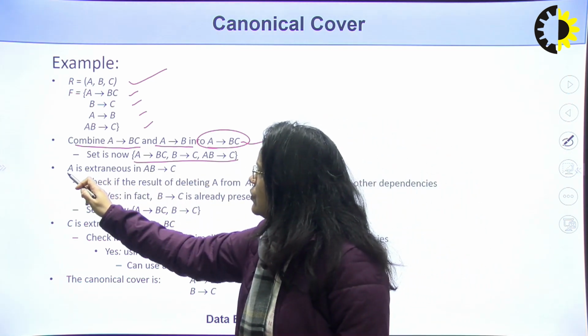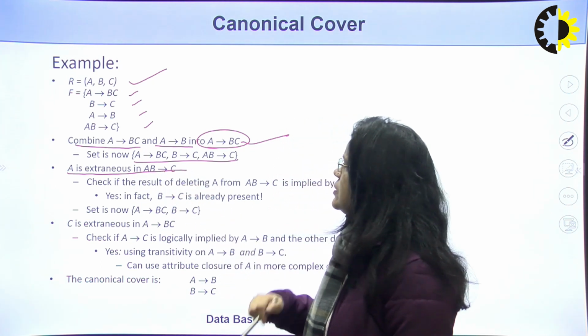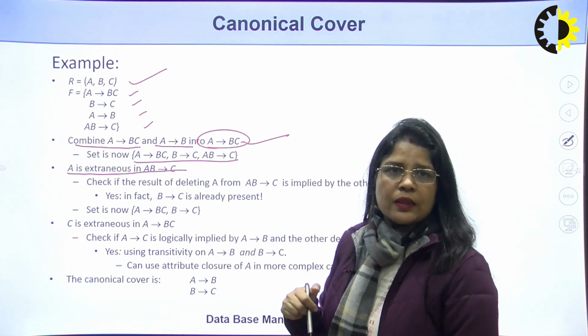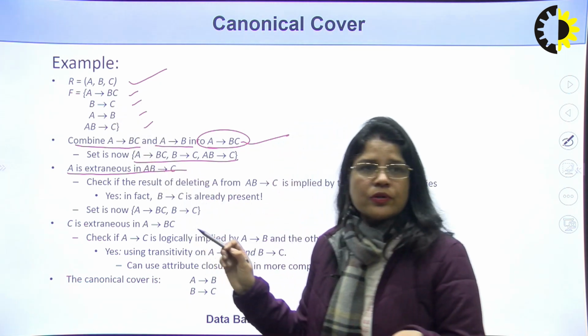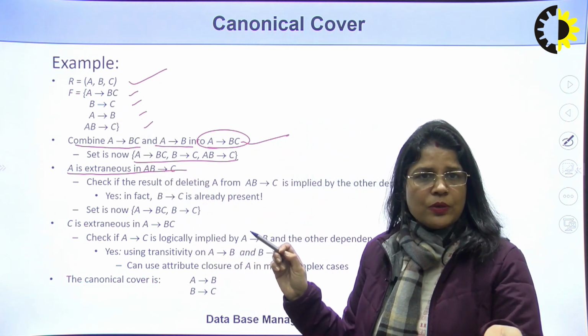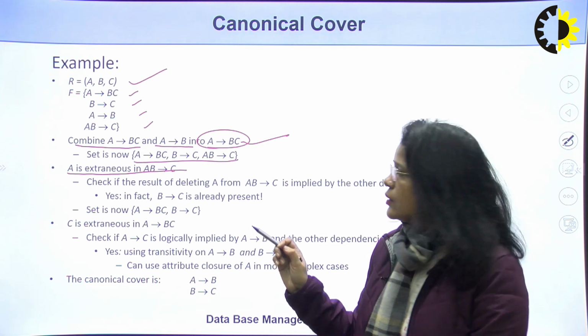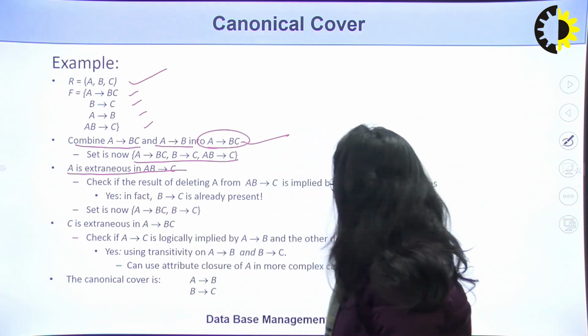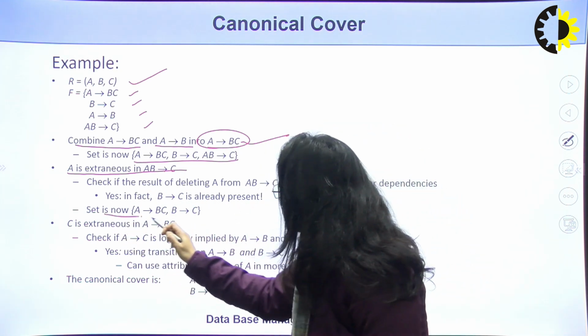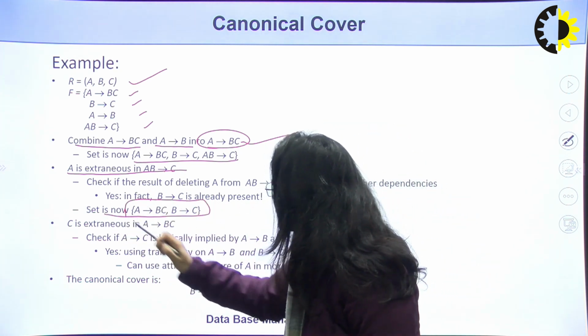Now here we can find out that A is extra in AB tends to C. Why is this A extra? Because B tends to C is already written. We can determine C from B only. So why is A required? So this can be removed. Yes. So now we have this functional dependency set.